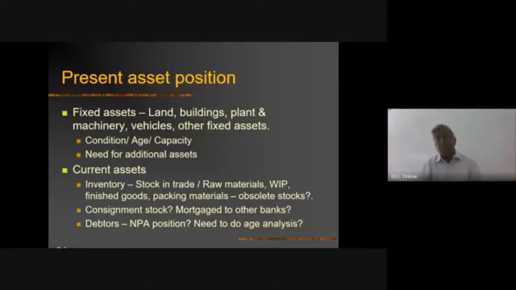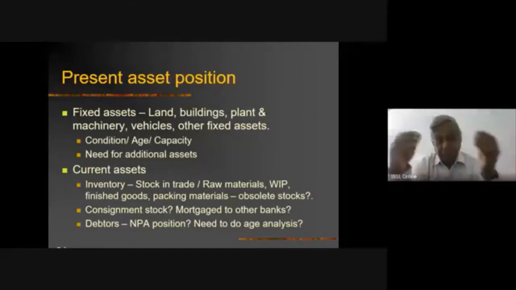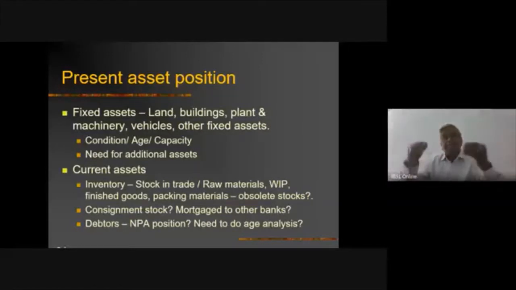Whether there is any obsolete stock, you have to look into. Obsolete stock means stock that cannot be used or cannot be sold for various reasons, maybe because it is outdated. If it is a garment, the style has gone and it cannot be sold. If there is any obsolete stock, you have to separate it. Otherwise the obsolete stock will increase the current asset value, though it is of no use, they can't sell it or use it. So separate it and find out the actual current asset inventory position.